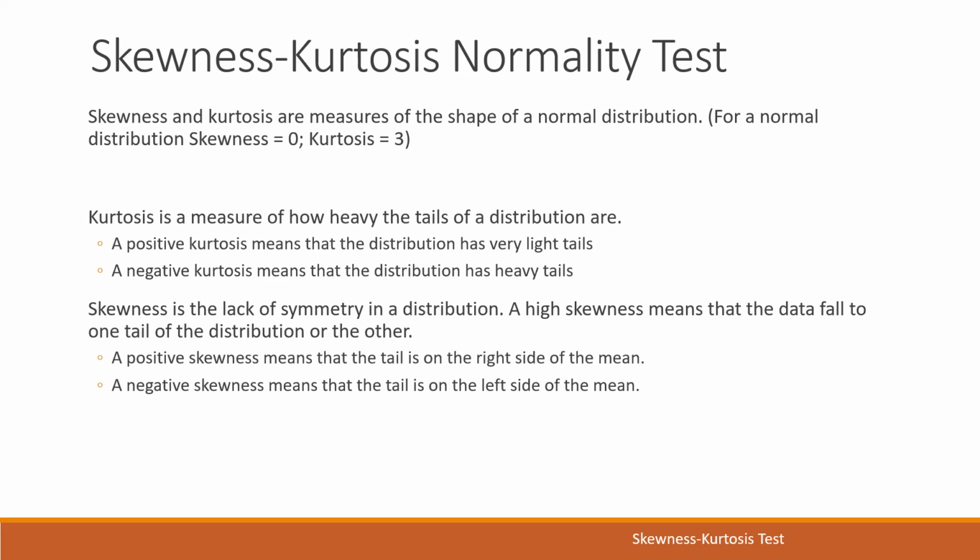So skewness is the lack of symmetry in a distribution. It basically measures whether or not the data fall to one tail or the other. Positive skewness means that the tail is on the right side of the mean, and a negative skewness means that the tail is on the left side. So that means that everything's going to be bunched closely to the mean on one side, and then it's going to be long and drawn out on the other side.